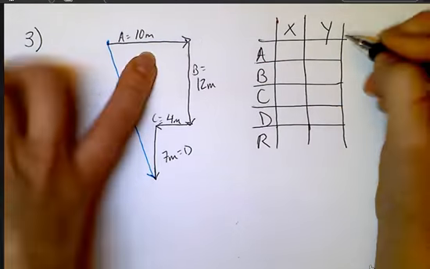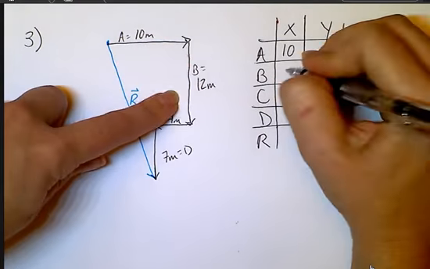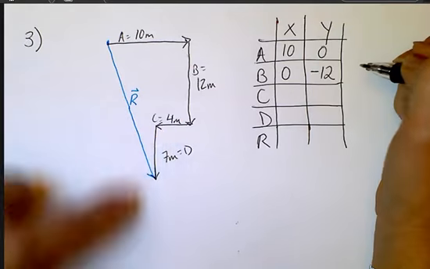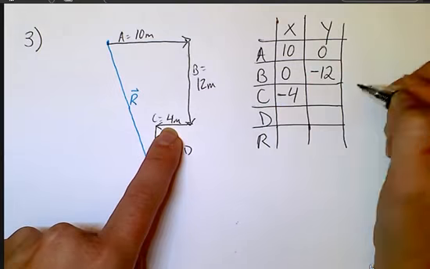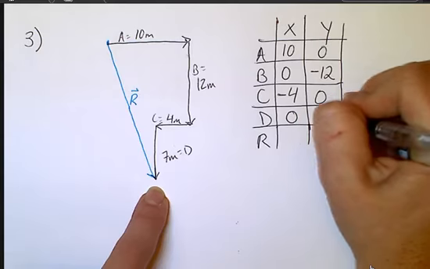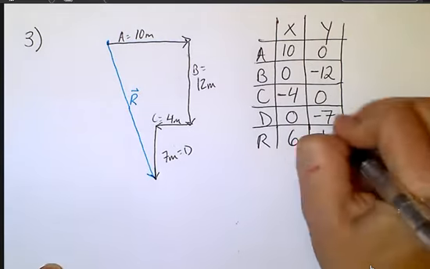So this is 10 in the x, 0 in the y. This one here is none in the x and minus 12 in the y. C is minus 4 because it's backwards in the x, none in the y, and D is none in the x and minus 7. So you add these up, and I get 6 and minus 19.